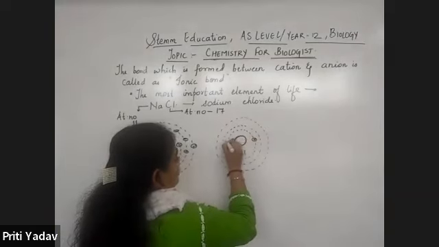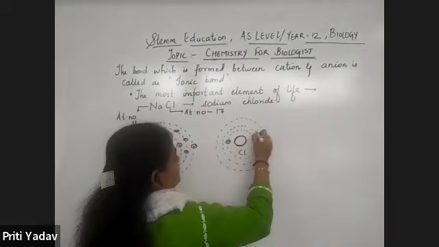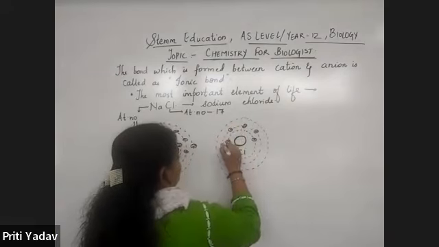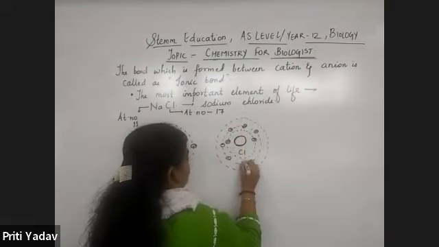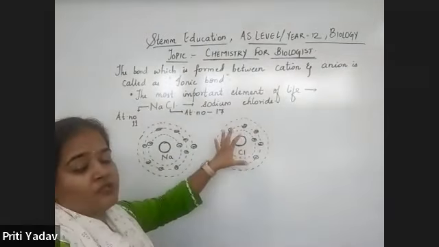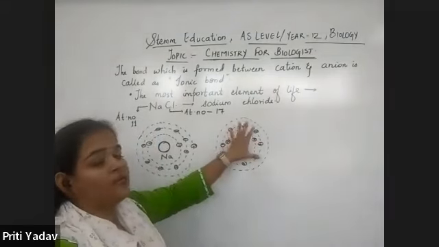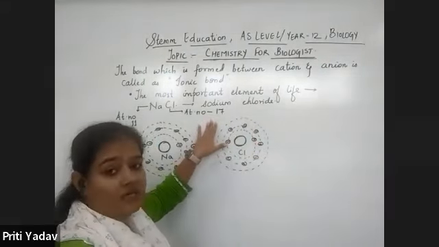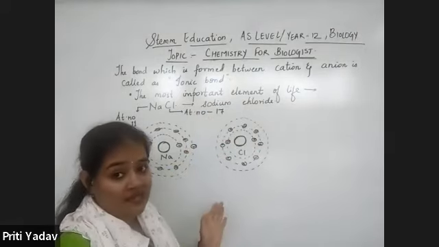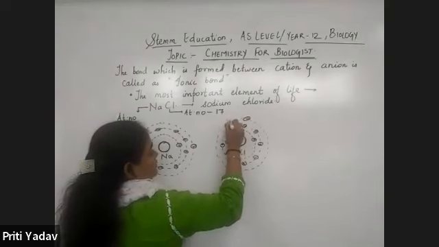This is the first shell where we are introducing two electrons, and then moving to the next: 1, 2, 3, 4, 8. So the second shell has its maximum capacity to hold electrons at 8. So 2 plus 8 becomes 10. So out of 17, 10 electrons have been fulfilled. Now there are still 7 electrons remaining. So the 7 electrons will be placed over here, in the next step.